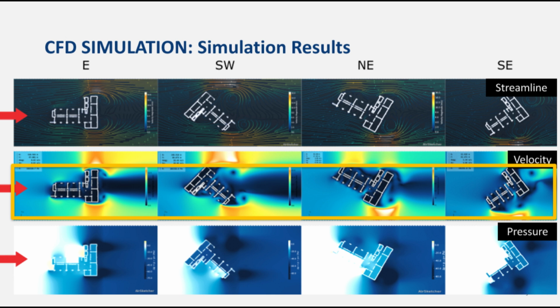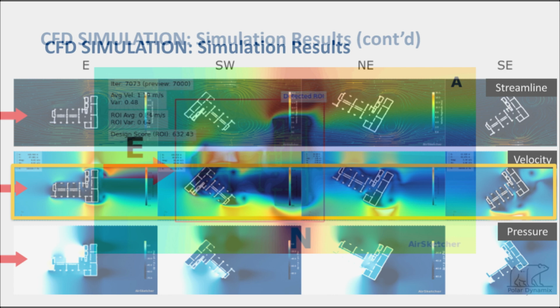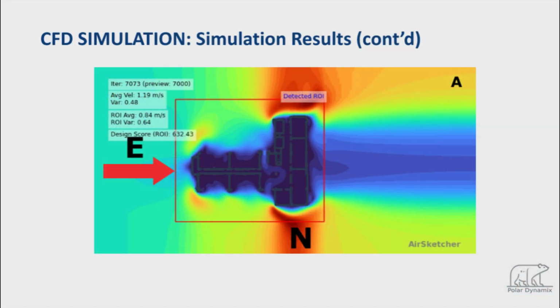We simulated the ventilation performance using prevailing wind from several directions. The top row shows the streamlines, the middle row shows the velocity contours, and the bottom row shows the pressure distribution. When we look at the velocity contours, especially in the yellow highlighted area, we can see that the interior of the building is dominated by dark color shades. This indicates very low air velocity inside the building, which means the ventilation performance is poor and the air inside the building is largely stagnant, particularly for the prevailing wind from the east.